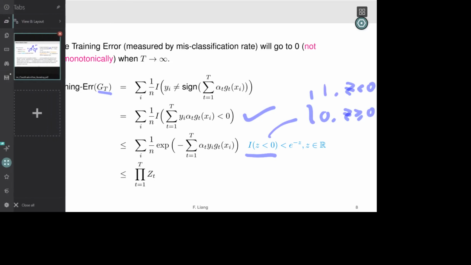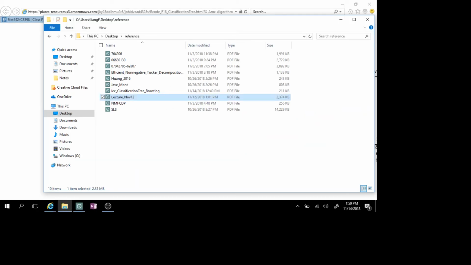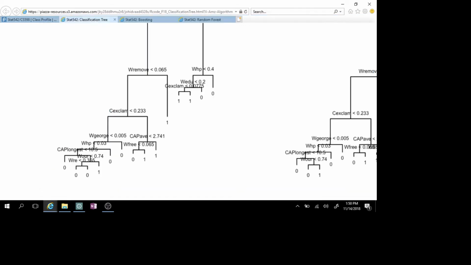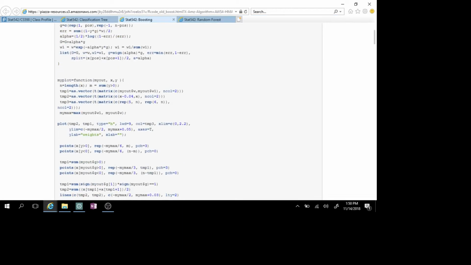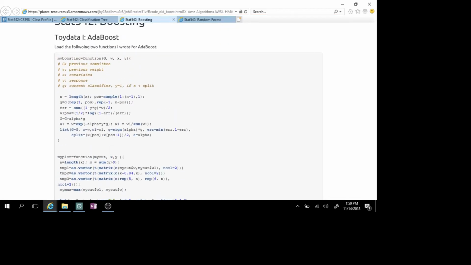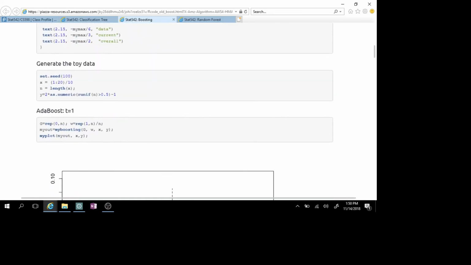Now, give me 2 minutes. I'll just show you, and you can check the code, the boosting. So I actually coded the AdaBoost algorithm, although I always feel guilty saying code because there's not much you can code. You basically translate a very simple algorithm.